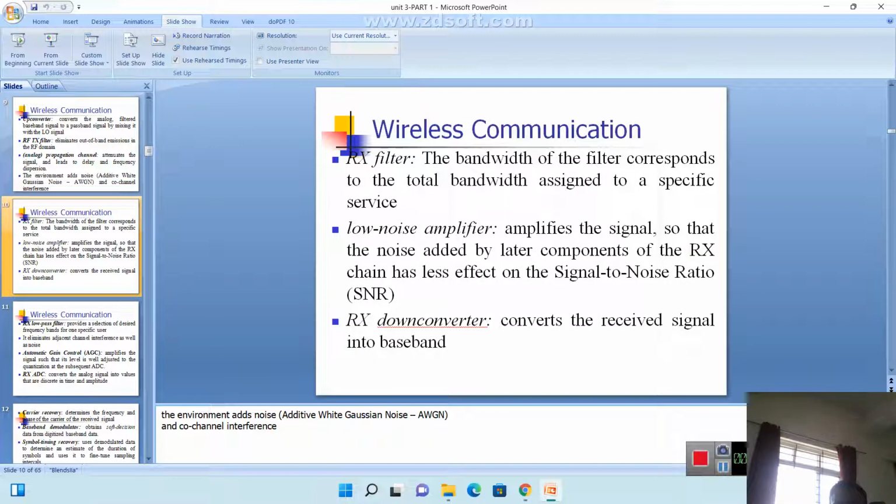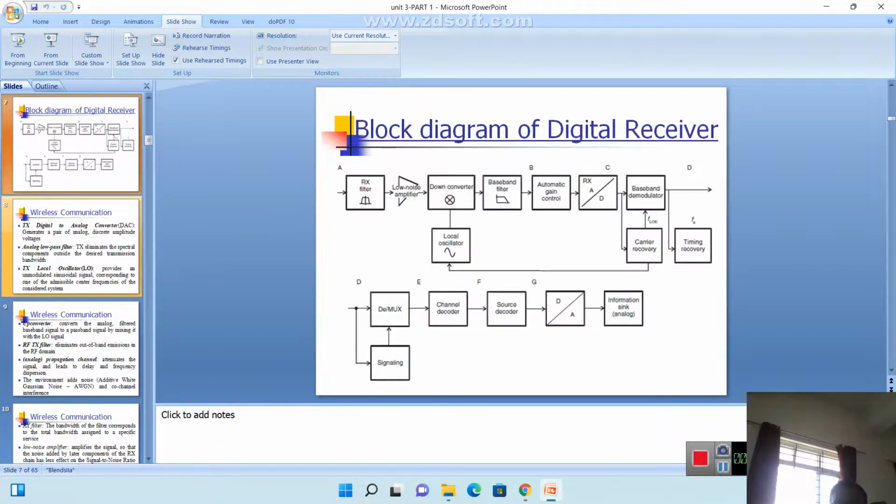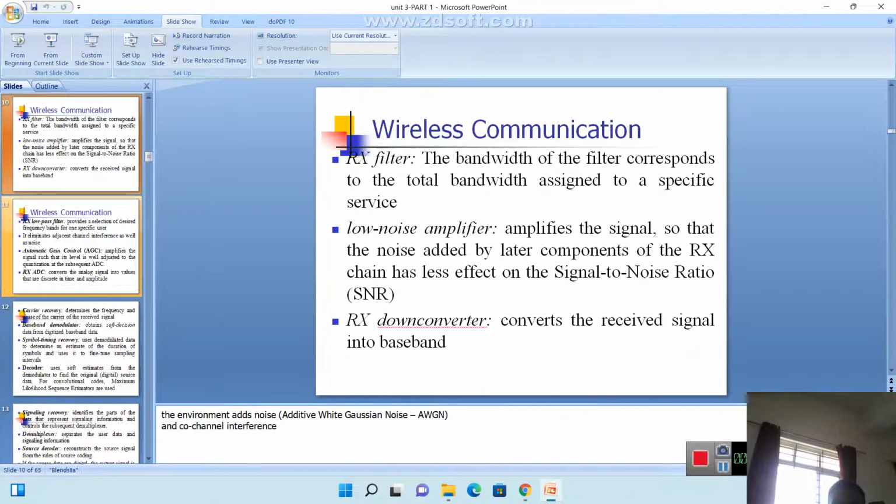Now we are going to discuss the receiver side. In the transmitter we use D to A, and in the receiver we use A to D. So then only we split it into the two, A to D and D to A.